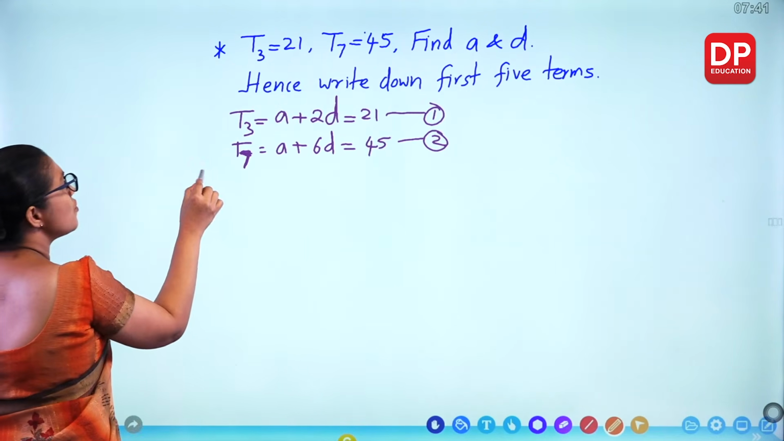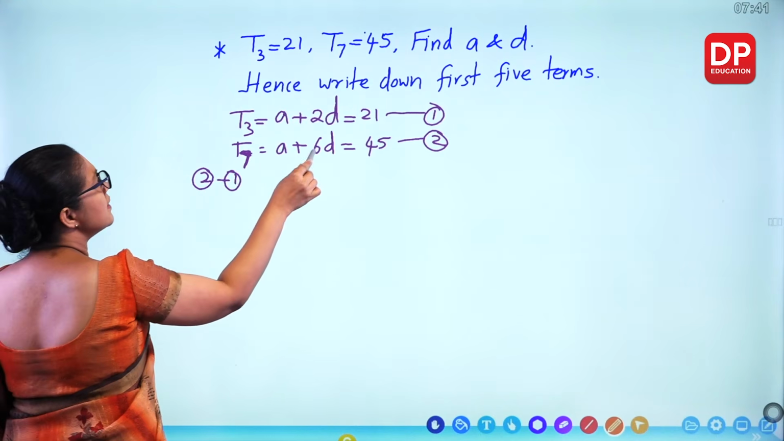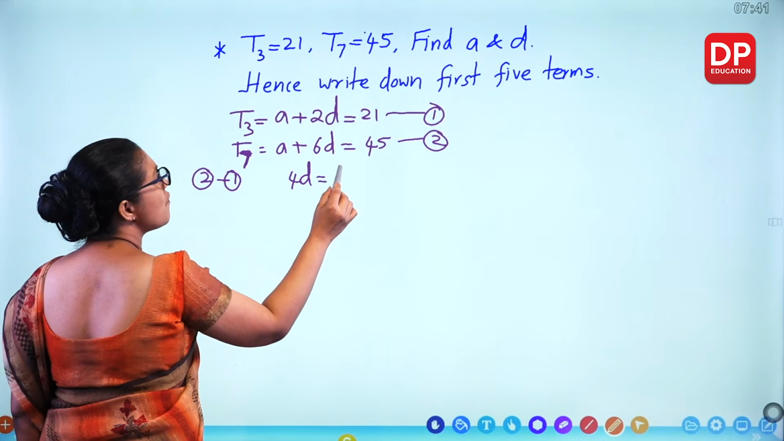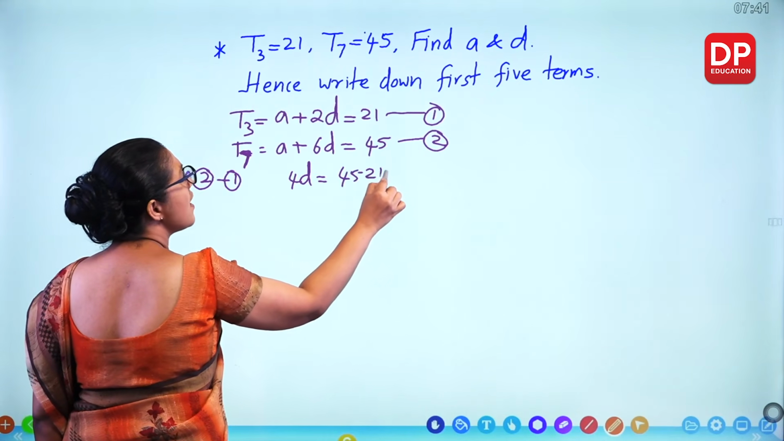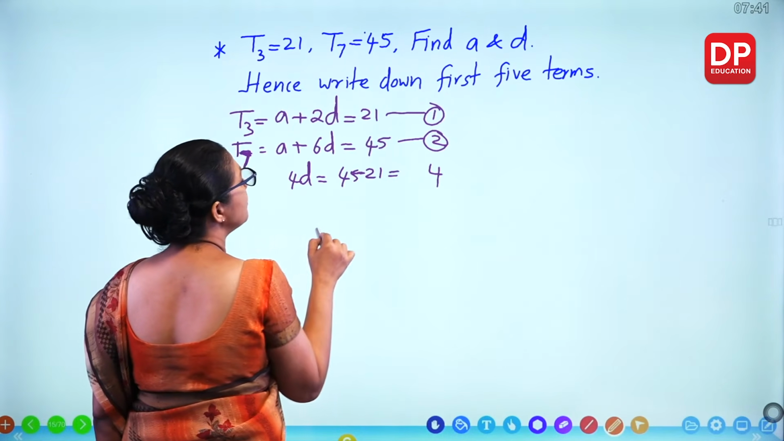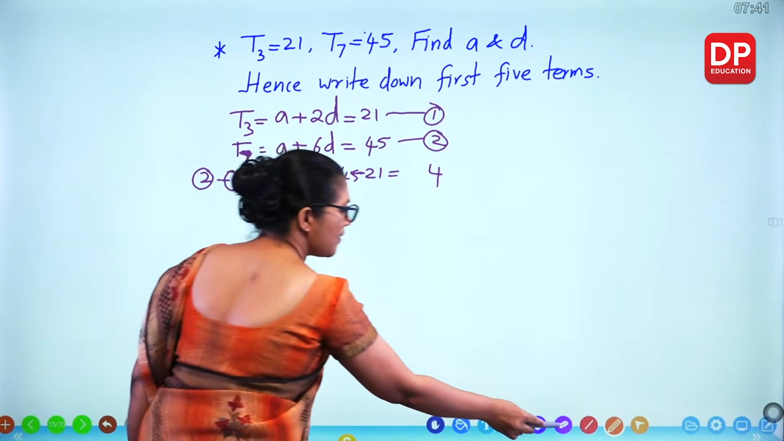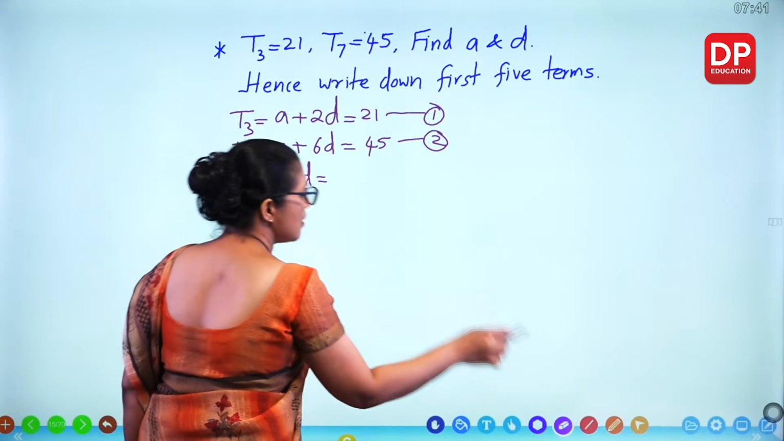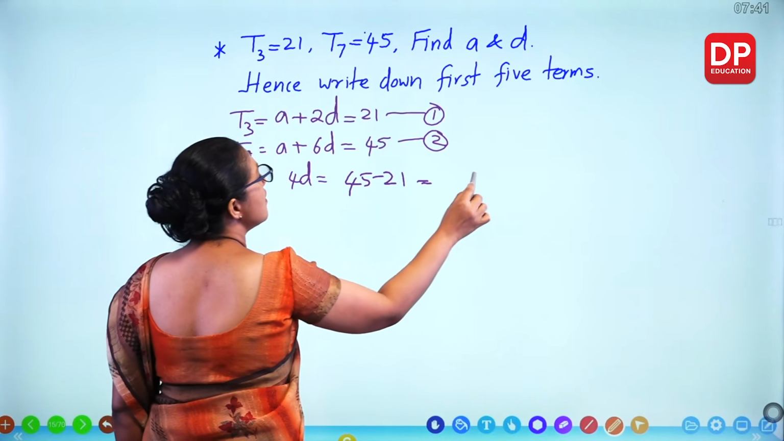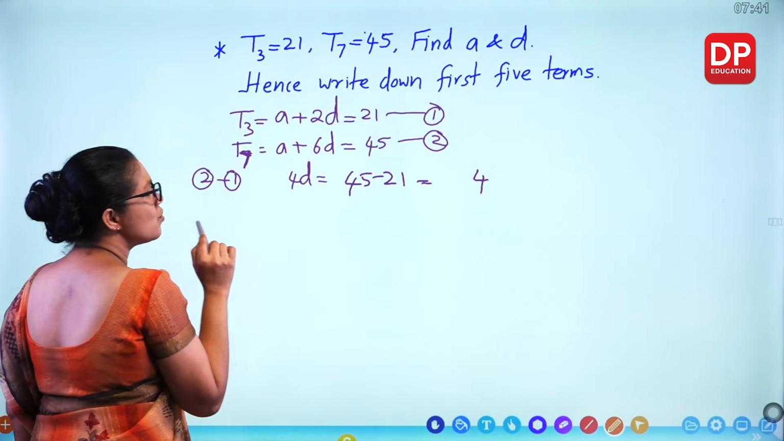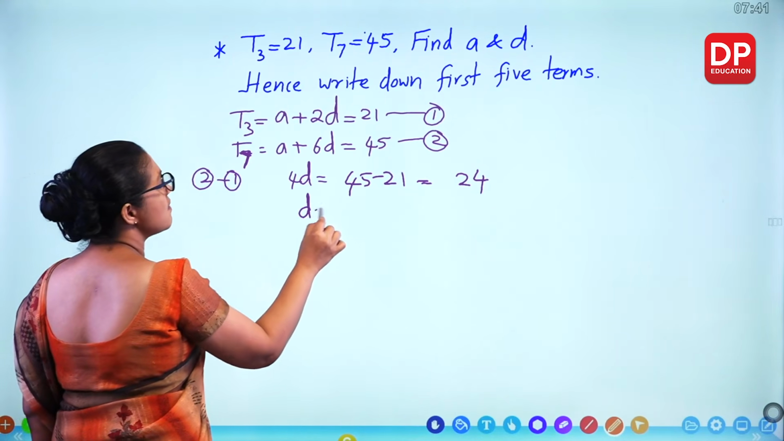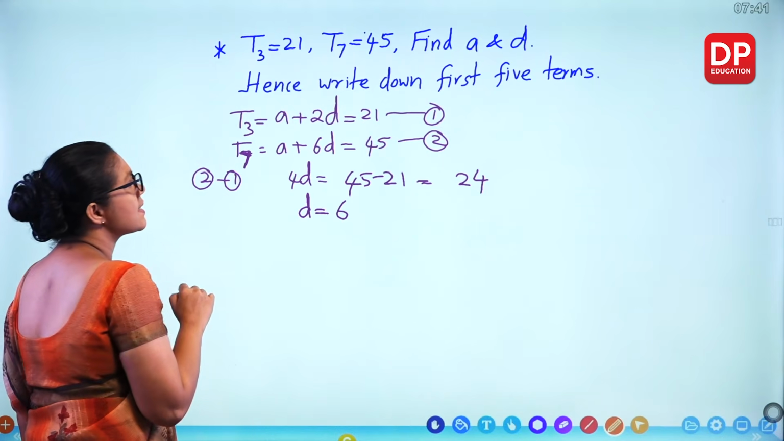When you subtract the two equations, you get the D value. 6 minus 2, you get 4D equals 45 minus 21. What's 45 minus 21? I'll write it down properly. 45 minus 21, 4 and 2 there, so 24. 4D equals 24. What's D? Divide by 4, that's 6.